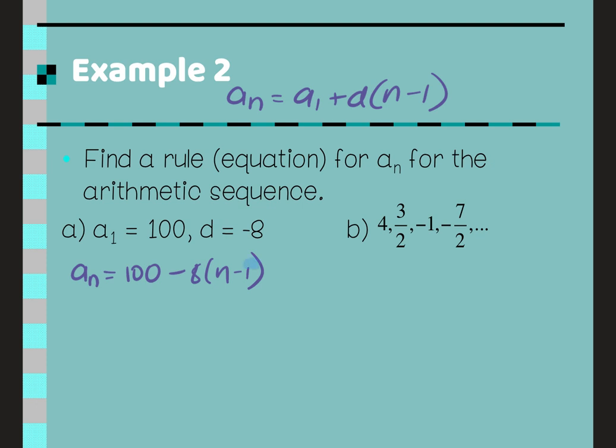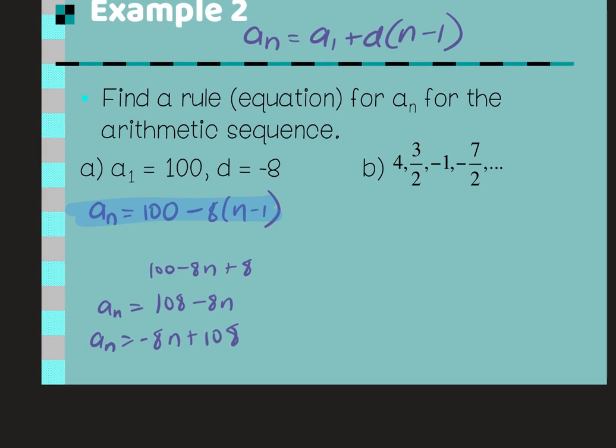Now, this is a totally acceptable answer, so you could literally leave it like that. But if this was a multiple choice question, it might be distributed. So just know that both would work. If I distributed, I'd get 100 minus 8n plus 8, or 108 minus 8n, or negative 8n plus 108. So any of those would work, okay? And if it's multiple choice, obviously only one of them would be there. A lot of times they expand it when it's multiple choice.